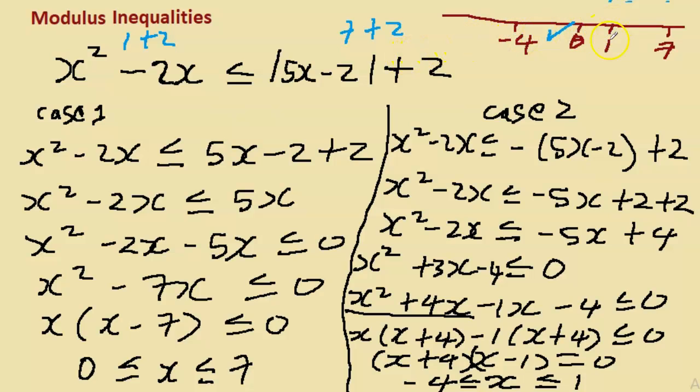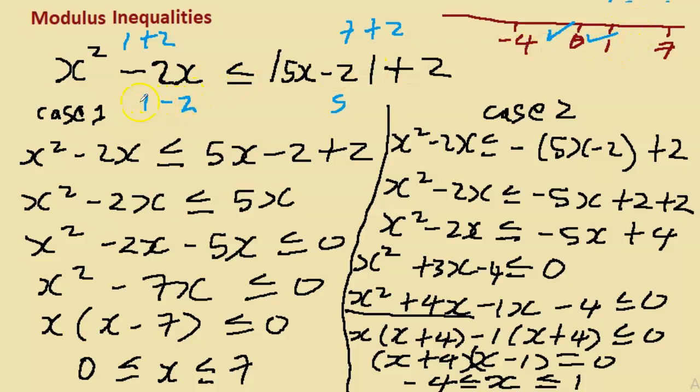Let's try a 1. If x is 1, what you have on the left hand side is 1 squared, which is 1, minus 2 times 1, which is 2, and over here 5 times 1, that's 5, 5 take away 2, that's 3, 3 plus 2, 5. So what we have is negative 1 less than or equal to 5, yes, so this is okay. Let's try a value in this interval now, between 1 and 7. Let's try 2.